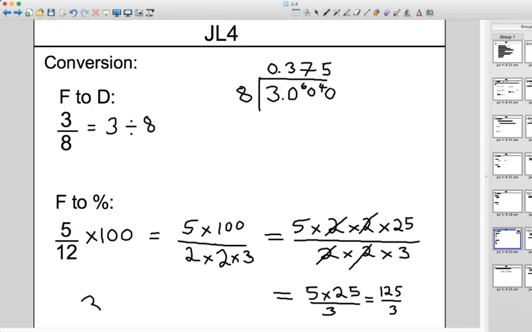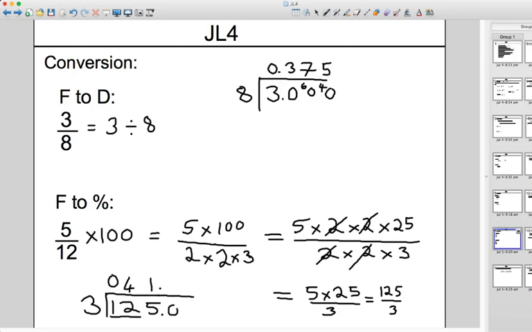Let's do a little short division. 3 into 125. Does 3 go into 1? No. Does it go into 12? It goes in 4 times. Does 3 go into 5? Yes, it goes once. And we got a decimal point.